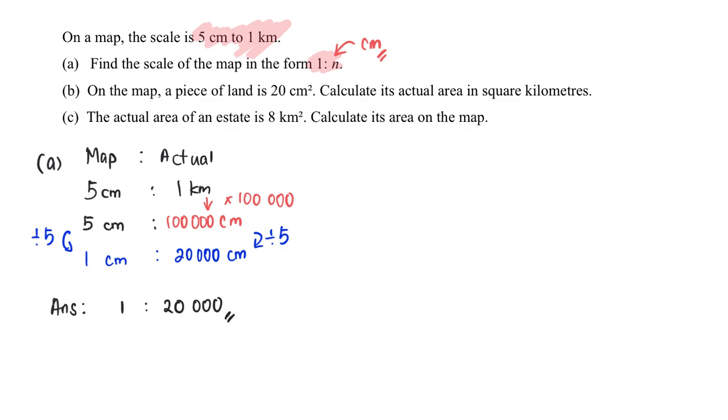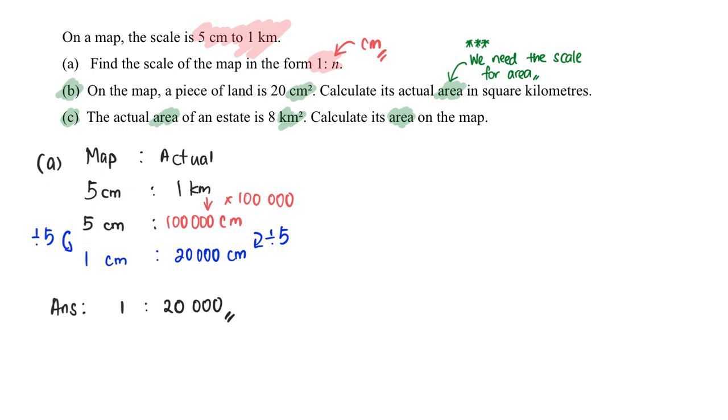Alright, now for part B and part C, which I'm going to do in green. Do take note, the focus now is on cm square, meaning it is actually involving area. Okay, so the moment it involves area, we will need the scale for area. Okay, this is of great importance.